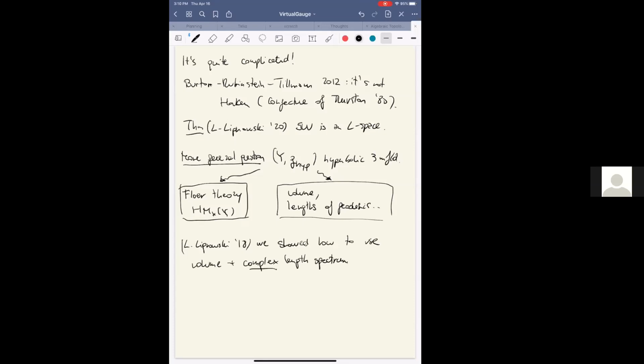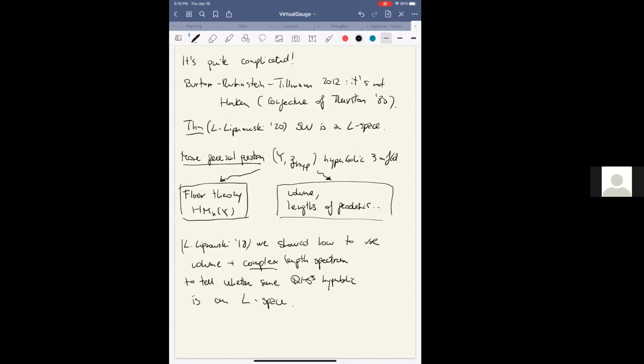Okay, I'll remind you in a second what that means. To tell whether some rational homology sphere, hyperbolic, is an L-space.